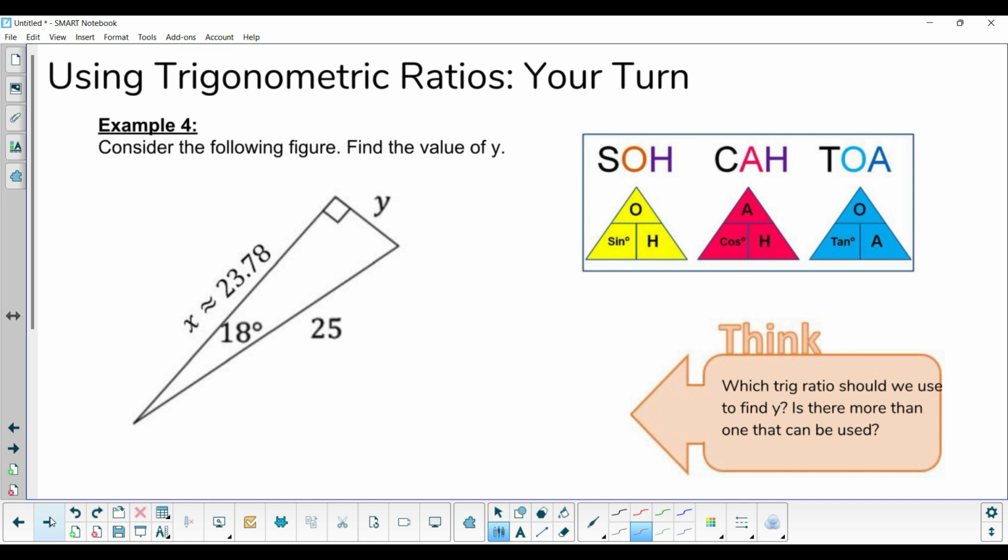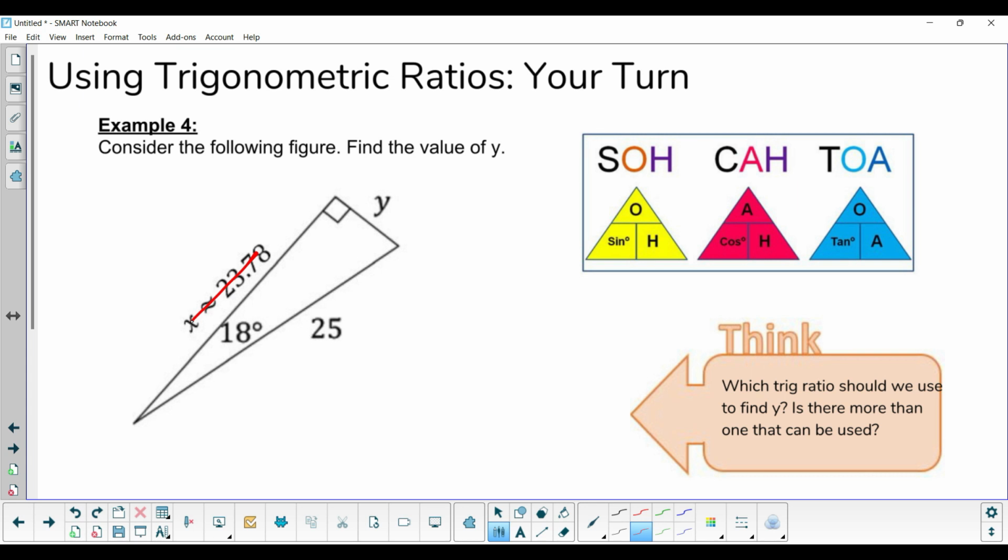Now we're going to find the value of y. My recommendation for you guys, when you have a question like this, try to use the values that were given already and not the values that you find out or the values that are rounded. Why? Because if you use a value that was rounded, you might not get the precise answer. So I'm going to try to avoid using that x. I'm going to just use the 25 and the 18. That's it. I don't need anything else.